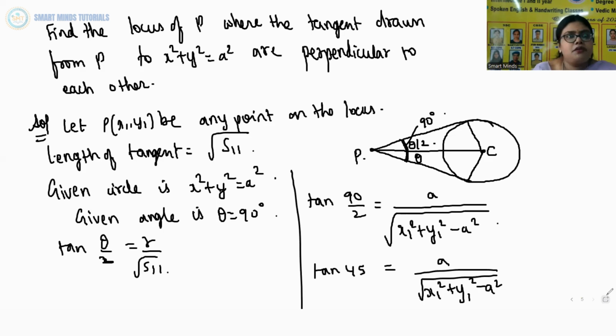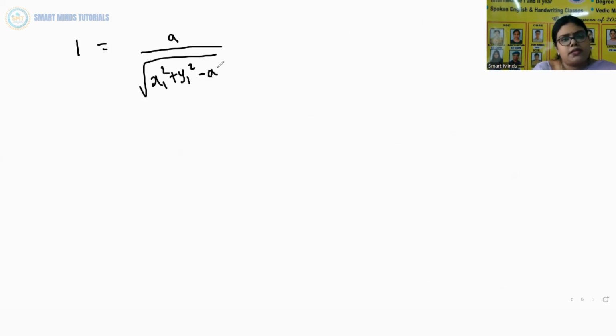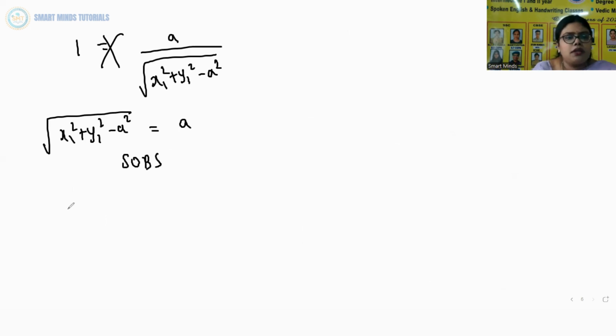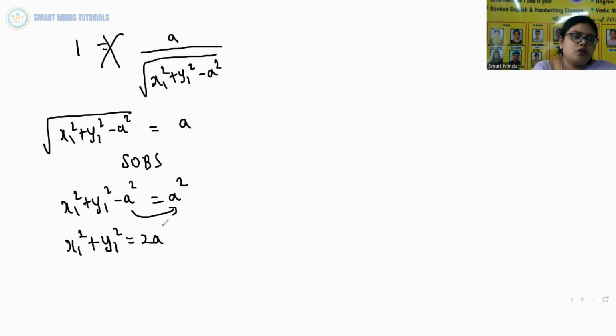Now we need to substitute the tan 45 value. We know that tan 45 is 1. So 1 is equal to a by root over x1 square plus y1 square minus a square. Now cross multiply, you will get root over x1 square plus y1 square minus a square is equal to a. Now squaring on both sides, you get x1 square plus y1 square minus a square is equal to a square. Now take this minus a square to that side. So x1 square plus y1 square is equal to 2a square.